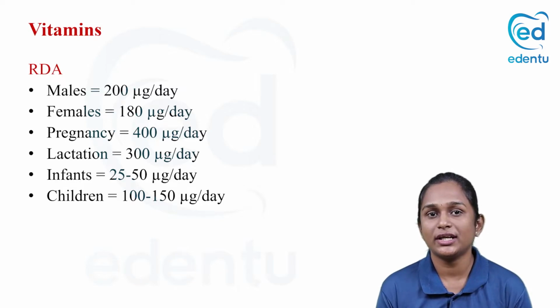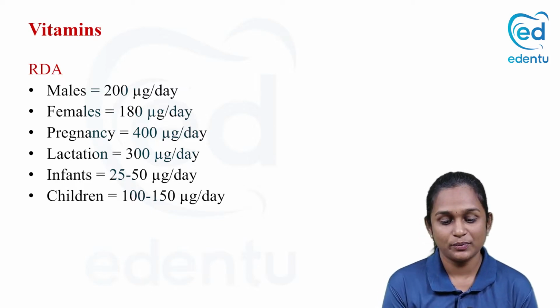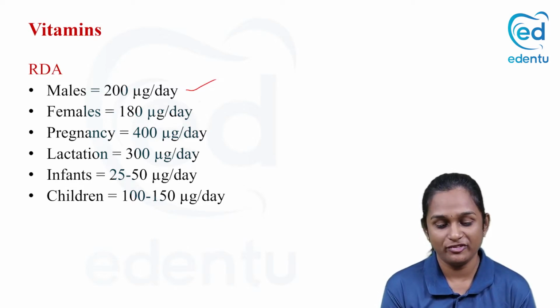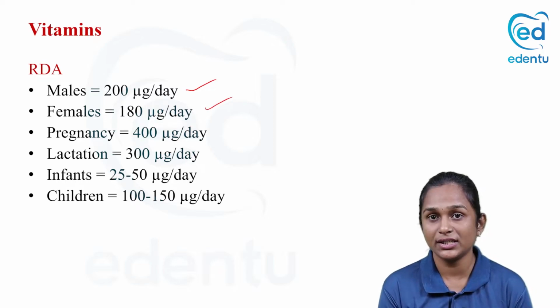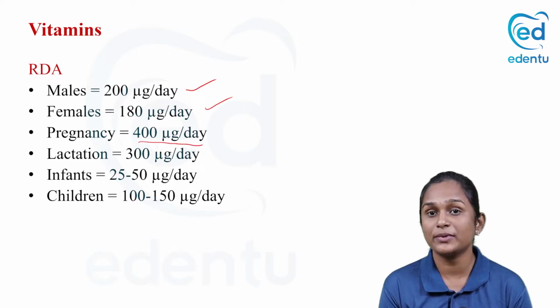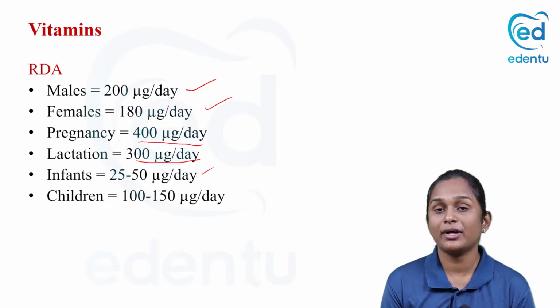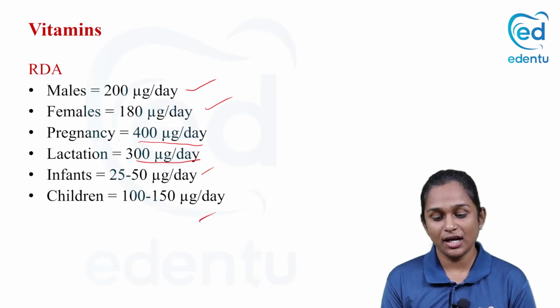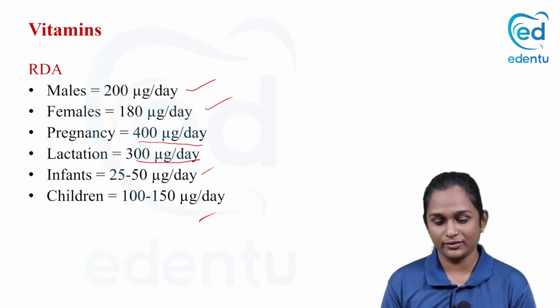What is the recommended daily allowance of vitamin B9? Male 200 microgram per day, female 180 microgram per day, pregnancy and lactation extra. So pregnancy 400 microgram per day, lactation 300 microgram per day, infants 25 to 50 microgram per day, and children 100 to 150 microgram per day.